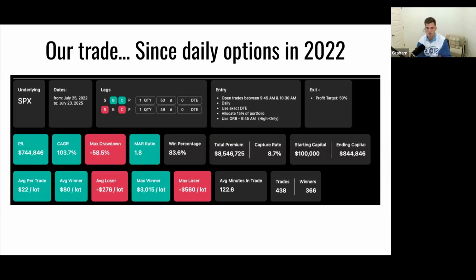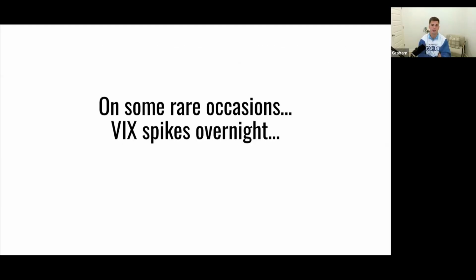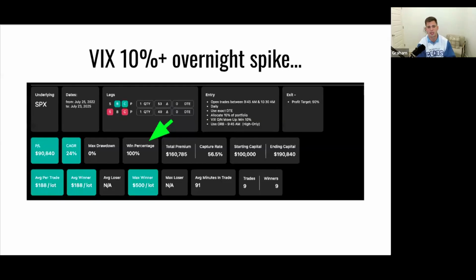specifically the VIX. The VIX is a volatility index. It's a fear gauge, but it really just tells us how much volatility is in the market in the sense of how our options price is reacting. When it spikes, typically that's coming after a drop or just big moves in the S&P. And so what happens when that happens? Well, on some rare occasion, the VIX spikes overnight.